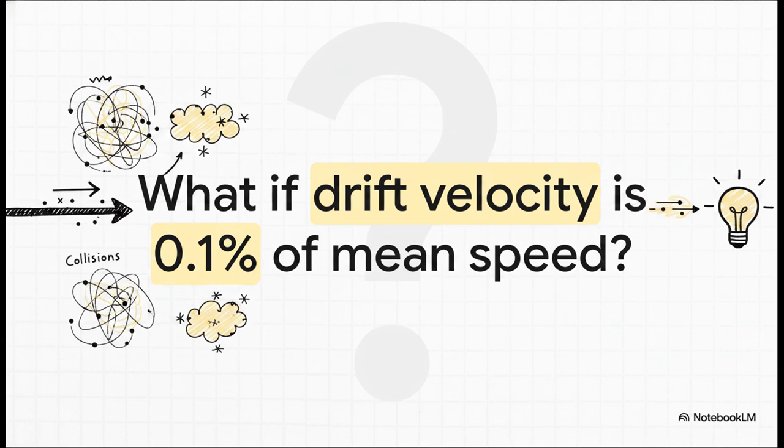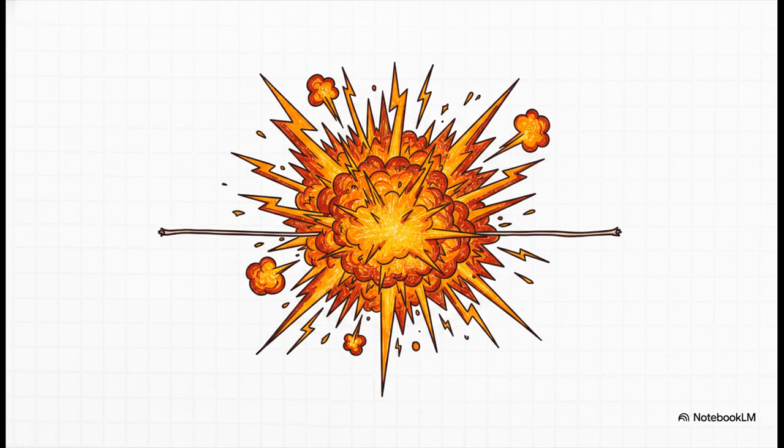If an electron's random mean speed is a blistering 1 million meters per second, what happens if we impose a seemingly tiny ordered drift velocity of just 0.1% of that speed? How does that translate into real-world current? The math here is genuinely shocking. It reveals that even a microscopic fraction of ordered movement creates a truly massive, frankly catastrophic amount of current. We're talking 11 million amps trying to force their way through a 1 millimeter wire. Obviously, in reality, that wire would vaporize in a fraction of a millisecond.